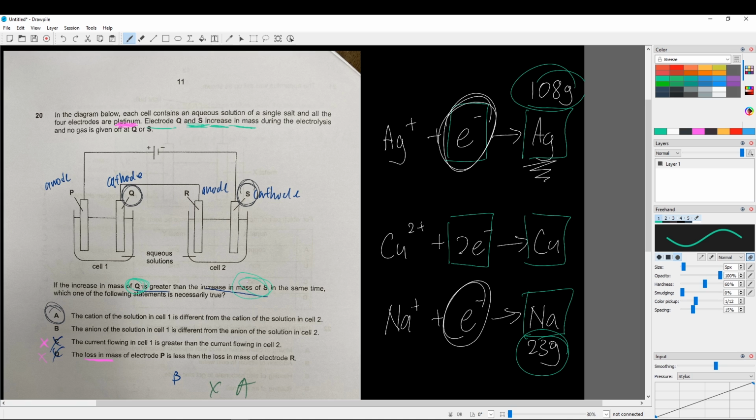So, summary: if everything connects to the same battery and it discharges, and then the product mass gain is different, that means the cation must be different. Okay? Thank you.